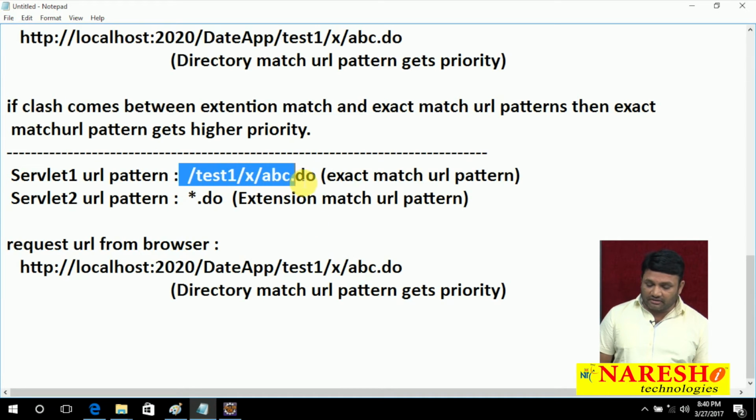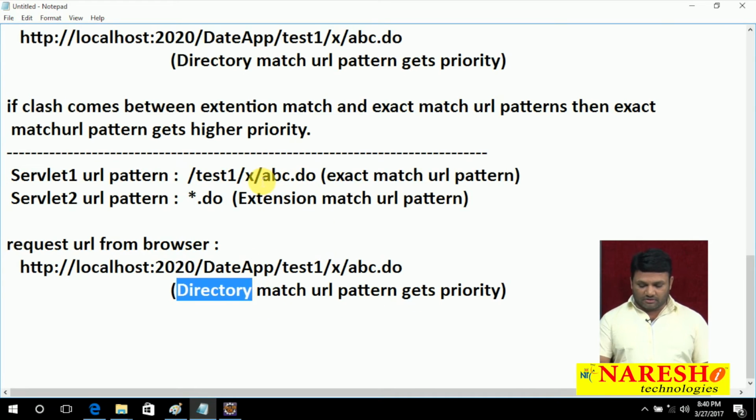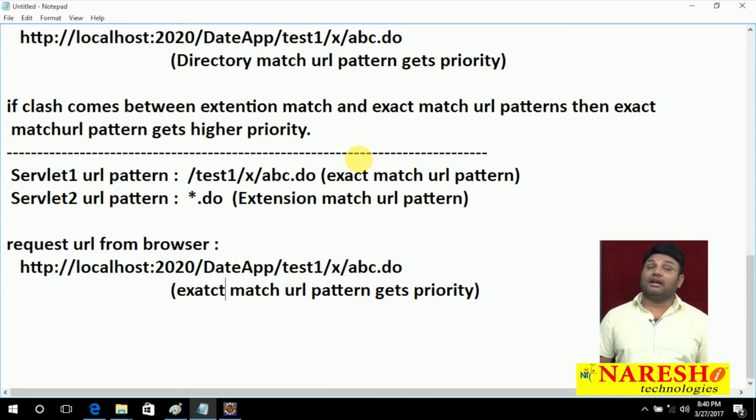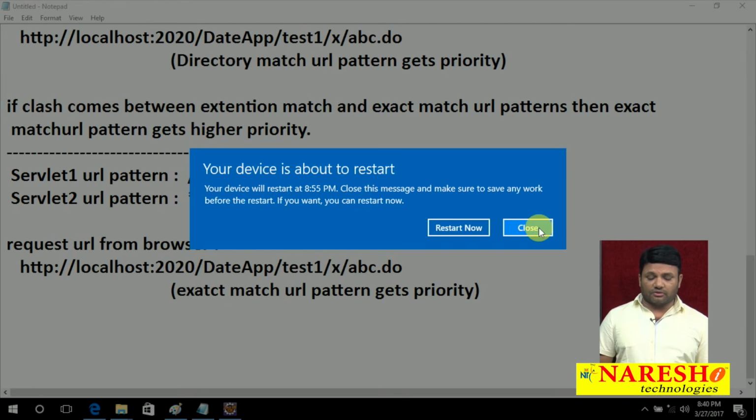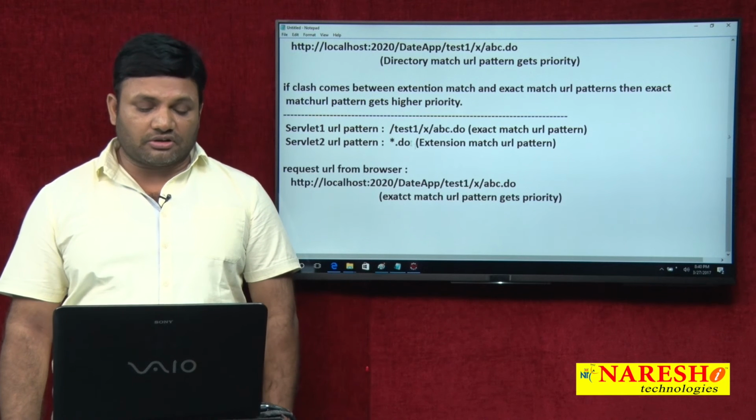So it is matching the exact match URL pattern. And also, unfortunately, it is matching the .do extension match as well. So does the extension match URL pattern get higher priority or not? This time it is exact match. So exact match URL pattern gets higher priority. Who gets higher priority? Exact match URL pattern. Are you understanding my point on it?